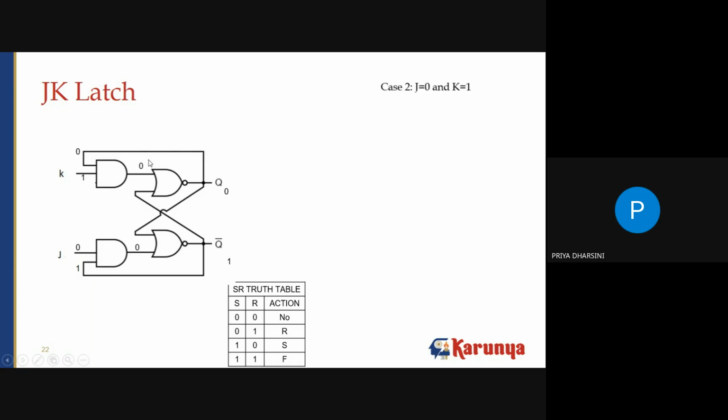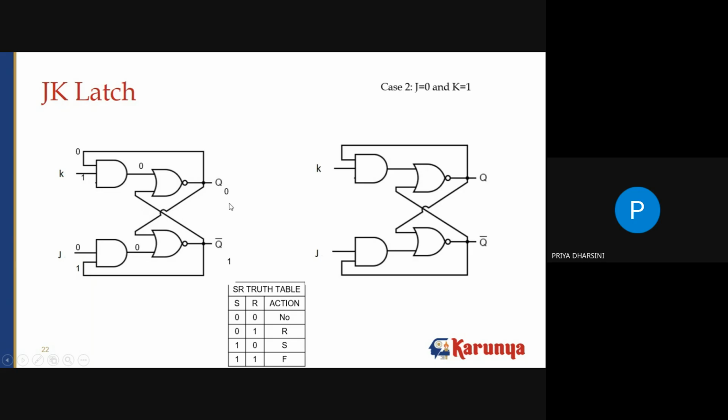In this case, we are getting 0 and 0. This 1 will traverse here, and this 0 will traverse here, and we are getting the output as 0. What does 0 mean? It means a reset condition. So now let's check whether even when you assume Q to be 1, we will get a reset condition. Reset means Q will be 0.